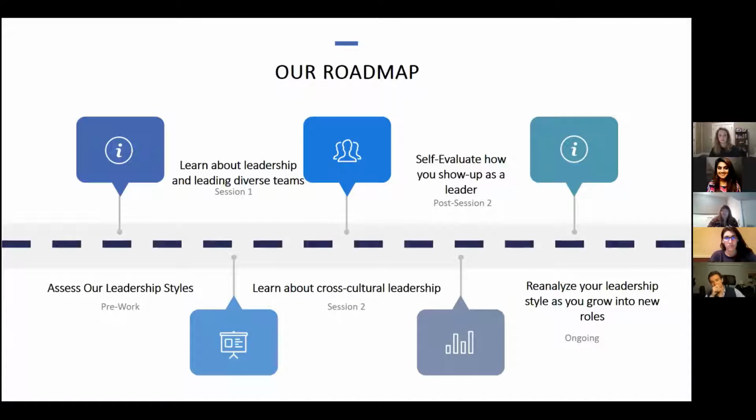And then post-session, you have your own individual homework that no one's ever going to test you on, but it's always good to evaluate how you show up as a leader as you enter new spaces or after you've been in a new space for a little bit of time. And also reanalyzing your leadership style. So hopefully this quiz will give you something to come back to over time to help you see, okay, when I'm in student mode, and I'm in a student space, this is how I'm showing up. And when I'm in the workspace, this is how I'm showing up, right?